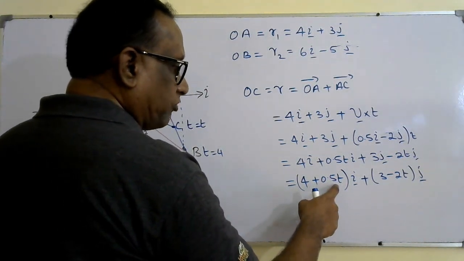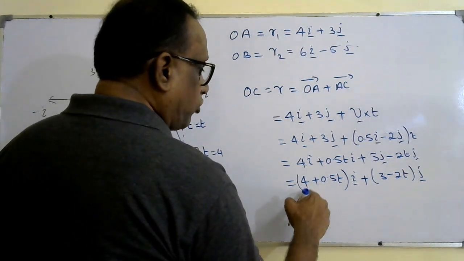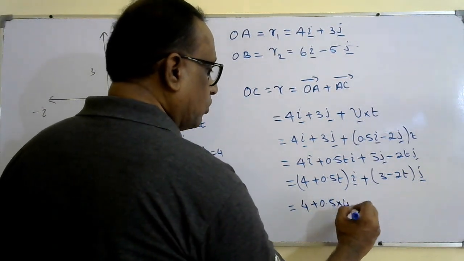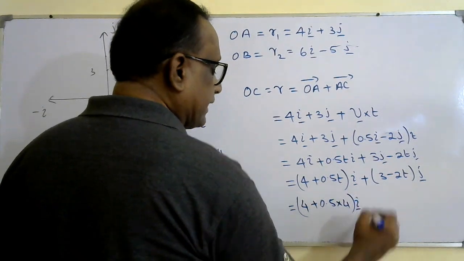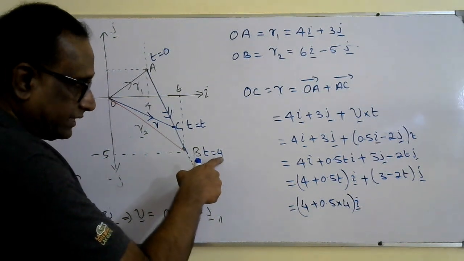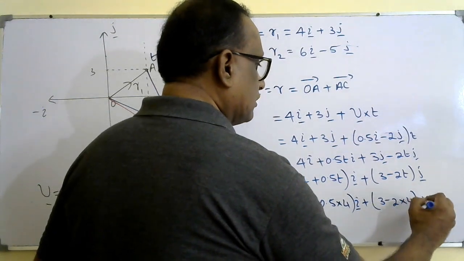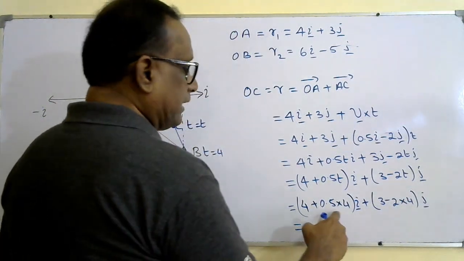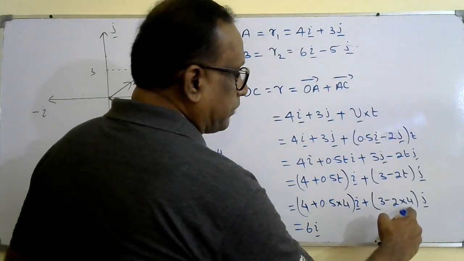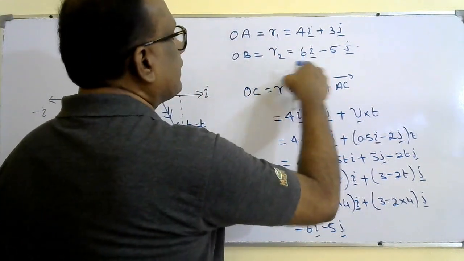Substitute time t equals 4. So if you put t equals 4, you will get 4 plus 0.5 into 4 i, because I am checking whether our equation is correct. At time t equals 4, I should get the position vector B, because we used that to find the velocity, plus 3 minus 2 into 4 j. That is going to be 2 plus 4, 6i. This is 3 minus 8, that is minus 5j. Yes, correct, we are getting the position vector of B.